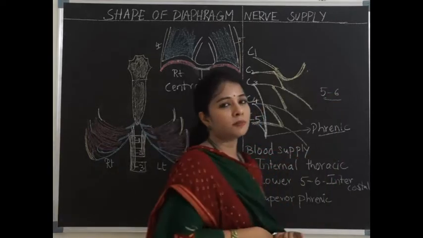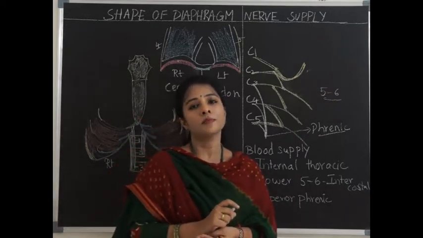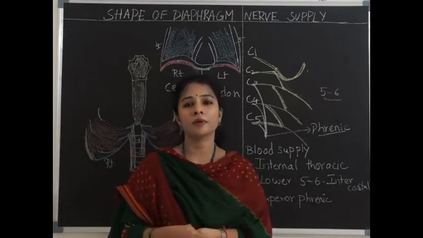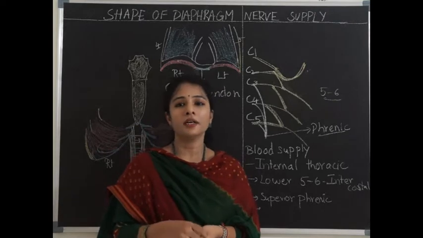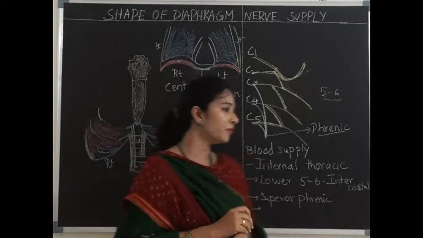And sympathetic supply: though diaphragm is a skeletal muscle, sympathetic supply is from the celiac plexus. It may maintain the tone of the muscle of the diaphragm, preventing the fatigue of diaphragm.